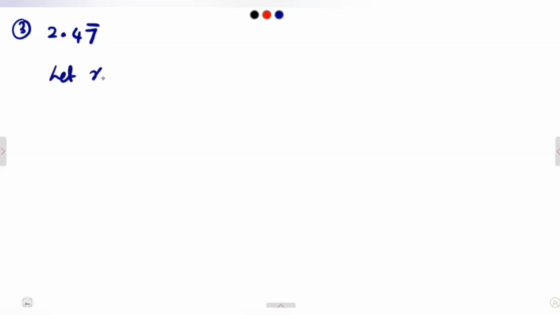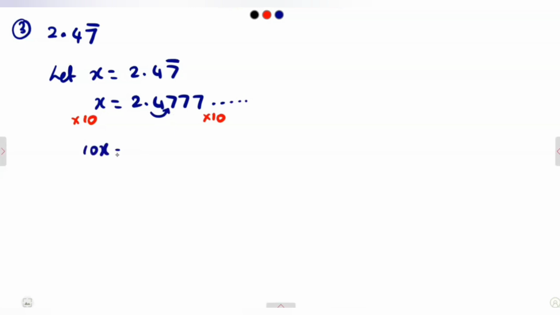So let us take x is equal to, as usual, 2.47 bar. Let us expand this. x is equal to 2.4777 repeats. Here also, again, only one digit is repeating. So, multiply both sides by 10. If you multiply any number by 10, the point moves one digit to the right. So this side, 10 into x gives you 10x, and this side, 24 after the point comes and write 777 as usual.